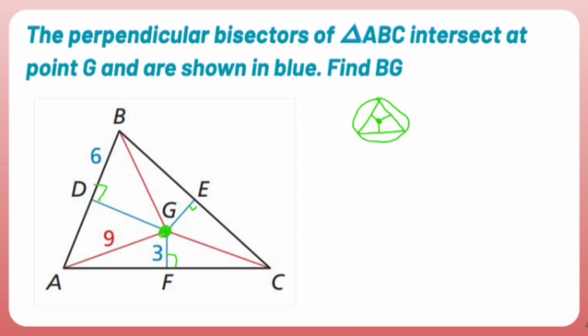Now, why is this important? Well, if my circle is going to hit all three vertices, then the distance from each vertex to the circumcenter is the radius, which means all three of these are the same, which means all three of my red lines here are the same. So if AG is 9, BG is 9.